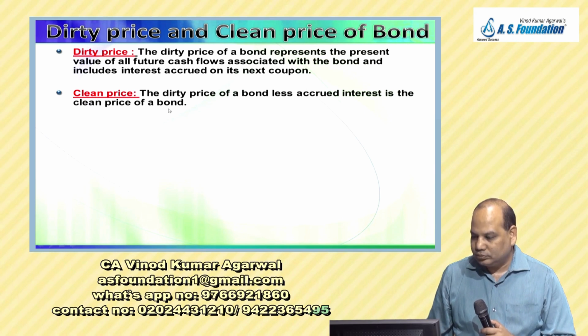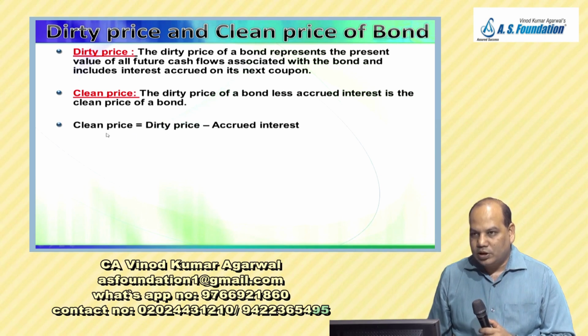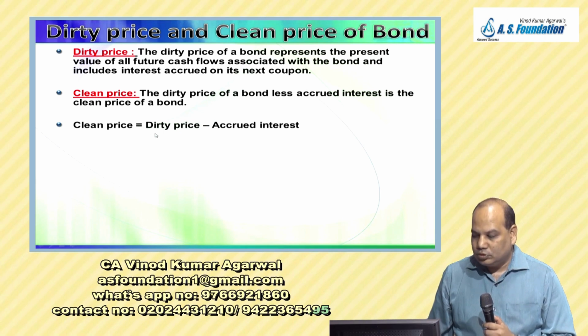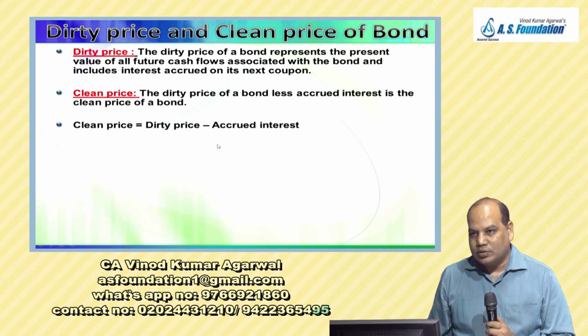Clean price. The dirty price of a bond less accrued interest is the clean price of the bond. So mathematically, clean price equals dirty price minus accrued interest. Dirty price minus accrued interest.